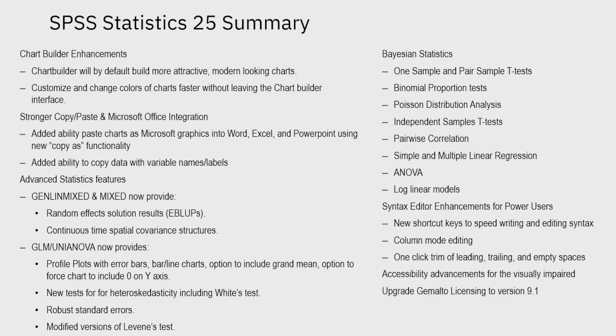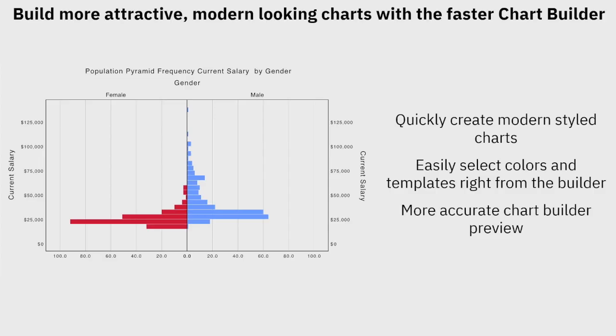And then there was syntax editor enhancements for power users. So the ability to have new shortcut keys to speed writing, column mode editing, one-click trim of leading and trailing and empty spaces when we're doing that data cleansing. Lots and lots of stuff in here that was added just in 25 itself.